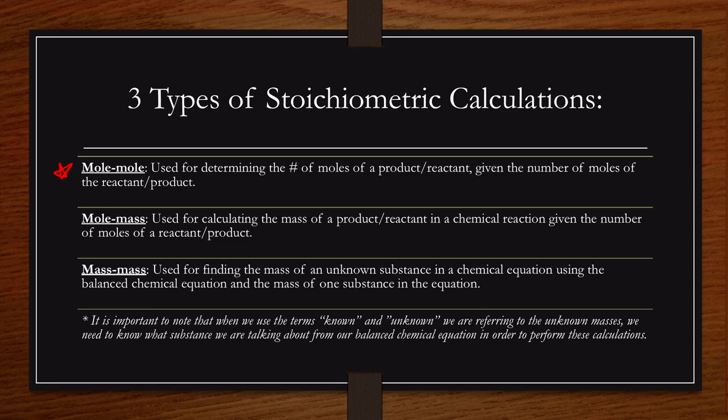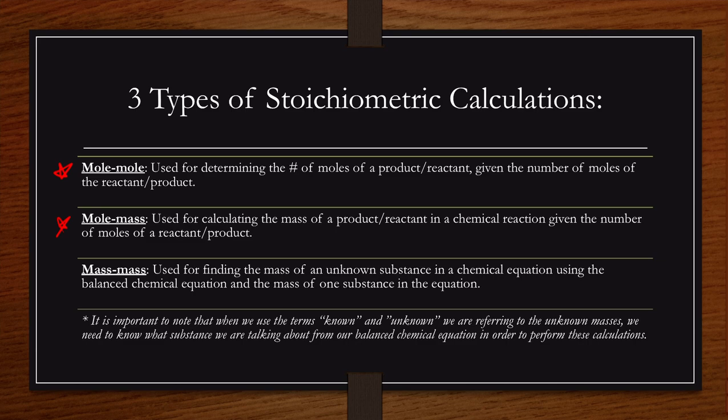All right, then we have one that's just a tad bit longer than that. We have a mole-to-mass calculation. In this type of calculation, we are being given one amount in moles, and we are being asked to calculate the other substance in grams. So we have to add an additional step to the end of that one.